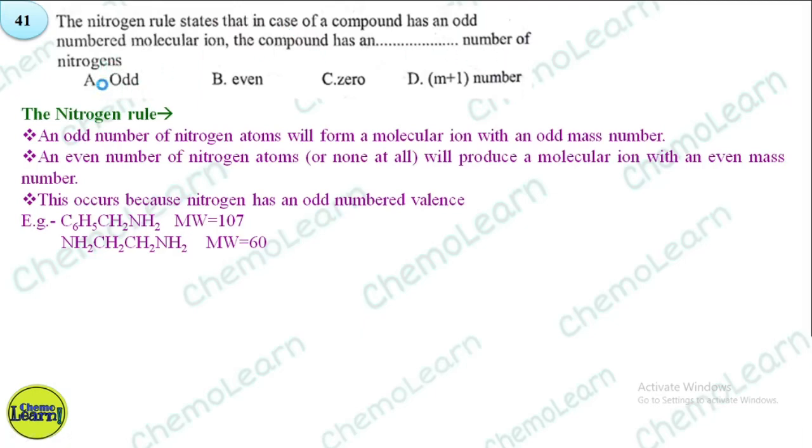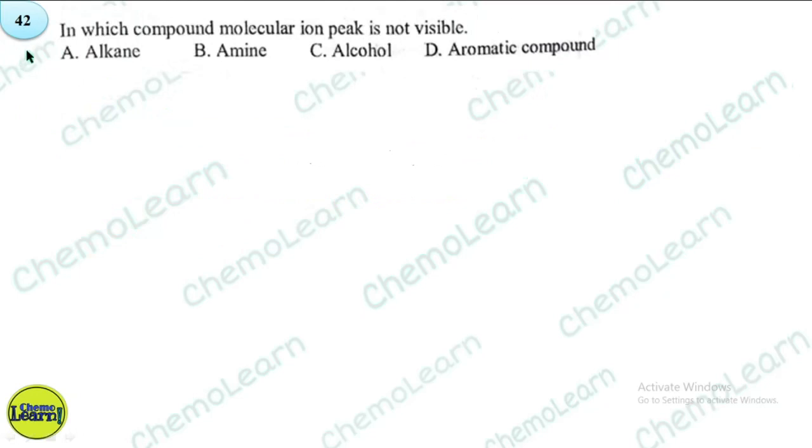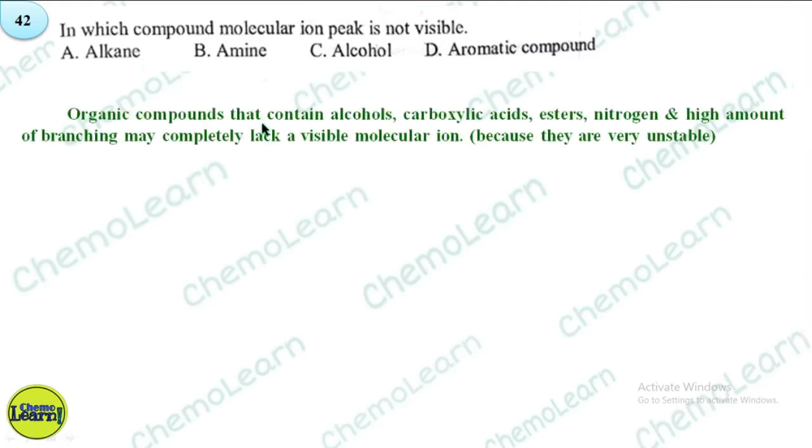Option is the right one. Question number 42. In which compound is the molecular ion peak not visible? Alkane, amine, alcohol or aromatic compound? Organic compounds that contain alcohols, carboxylic acid, ester, nitrogen and a high amount of branching may completely lack a visible molecular ion because they are very unstable. So in option B we have amine that contains a nitrogen atom, and in option C we have alcohol. So both these compounds lack the molecular ion.